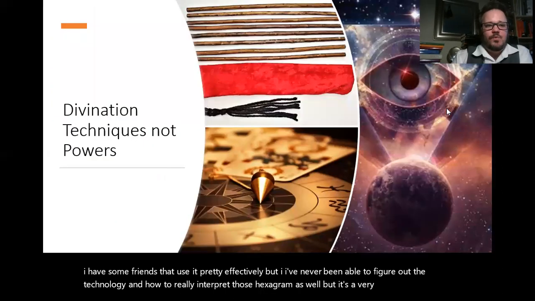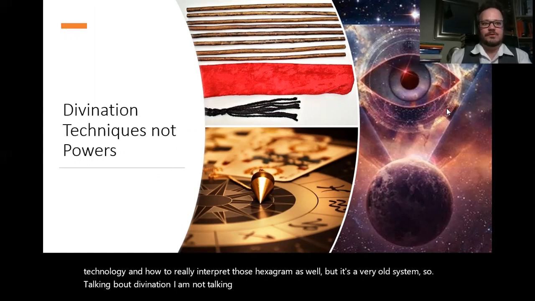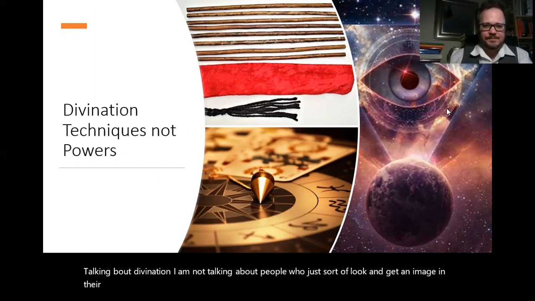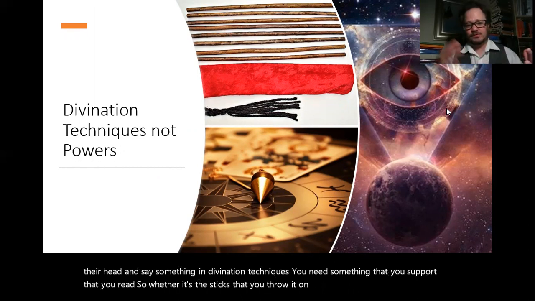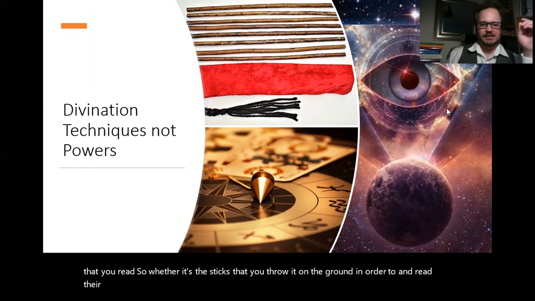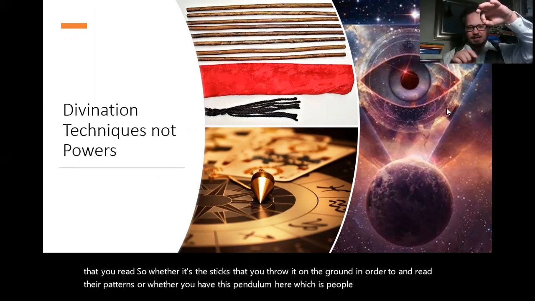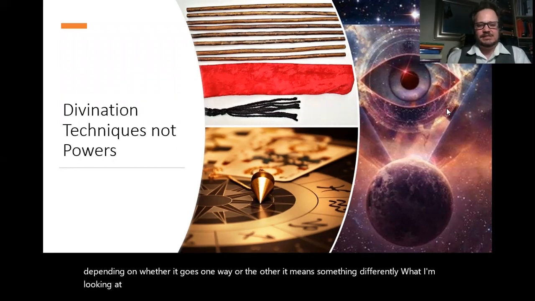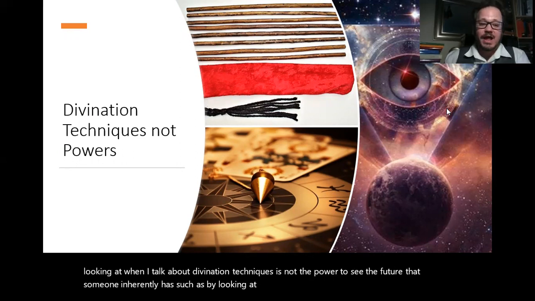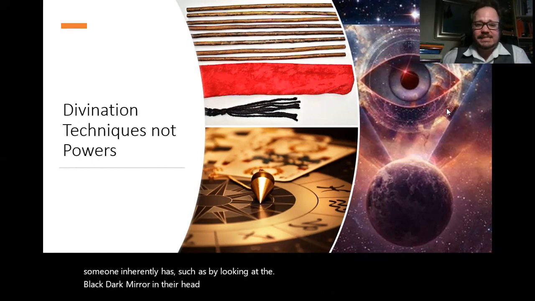So when I'm talking about divination, I am not talking about people who just sort of look and get an image in their head and say something. In divination techniques, you need something that you support, that you read. So whether it's these sticks that you throw on the ground in order to read their patterns, or whether you have this pendulum here, which people hold and it swings, and depending on whether it goes one way or the other, it means something different. What I'm looking at when I talk about divination techniques is not the power to see the future that someone inherently has, such as by looking into the black, dark mirror in their head, but ways of reading things in order to tell something. Divination is reading.